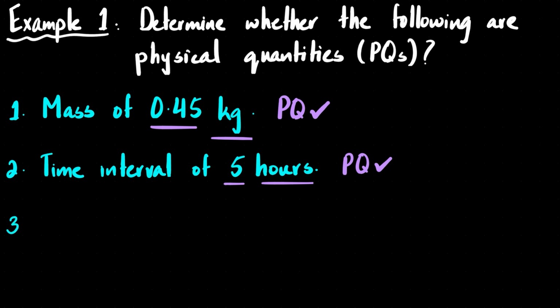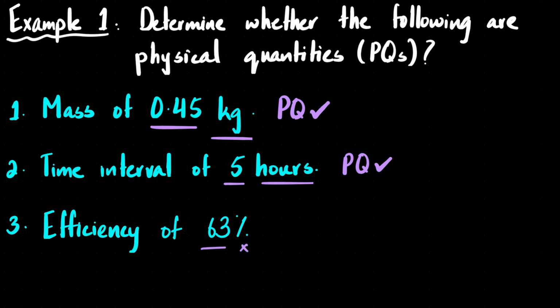Number 3. If I say, and this is a quantity you would have studied in O-level physics, and this is also something we will be covering in AS physics as well, let's say an efficiency of 63%. Is this a physical quantity or not? Do I see a magnitude? Yes. Do I see a unit? And the answer is no. The percentage sign is not a unit. It just means it's a 63 out of 100. Another way to say this would just be 0.63. So this is not a physical quantity because this does not have units.